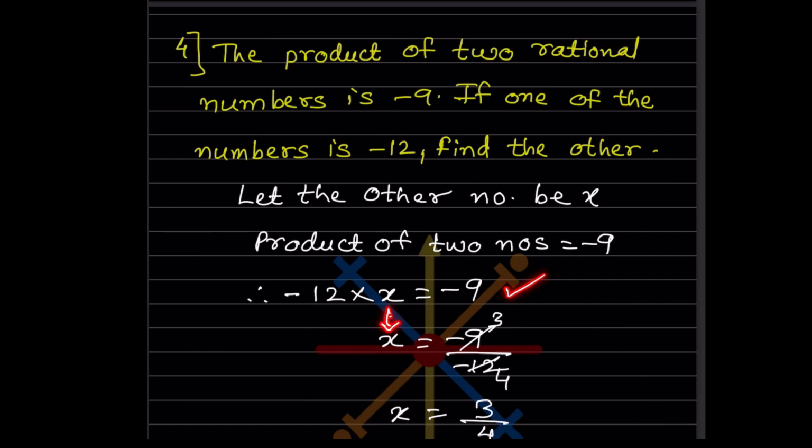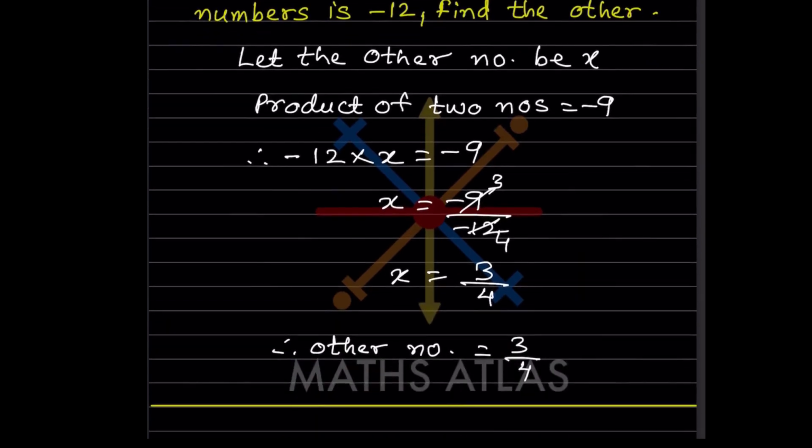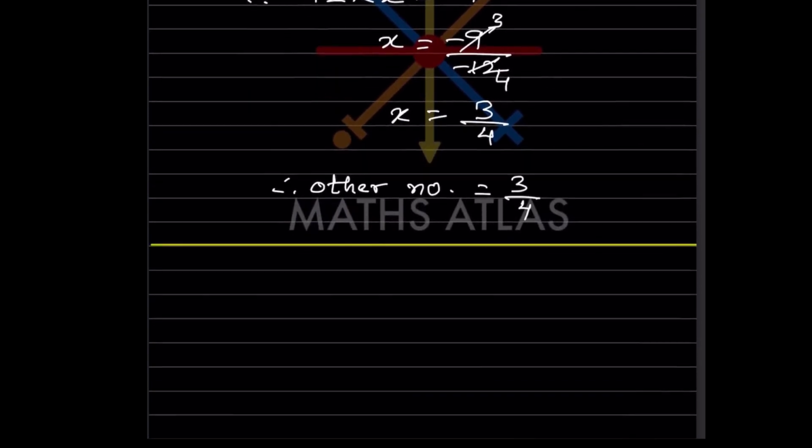So now x is here, minus 9, and this is multiplication. So this, along with the sign, is not going to change because this is multiplication here. So that is going to get divided. So 3 threes are 9 and 3 fours are 12, and this minus minus becomes plus. So that is going to be 3 by 4. So x is 3 by 4. So they have asked what is the other number. So the other number is 3 by 4.